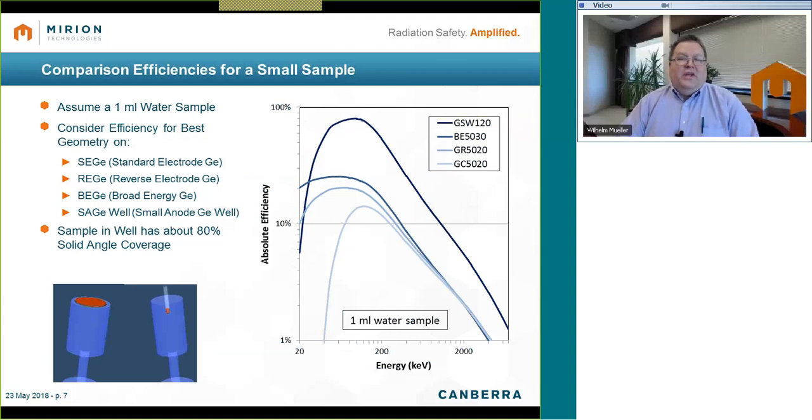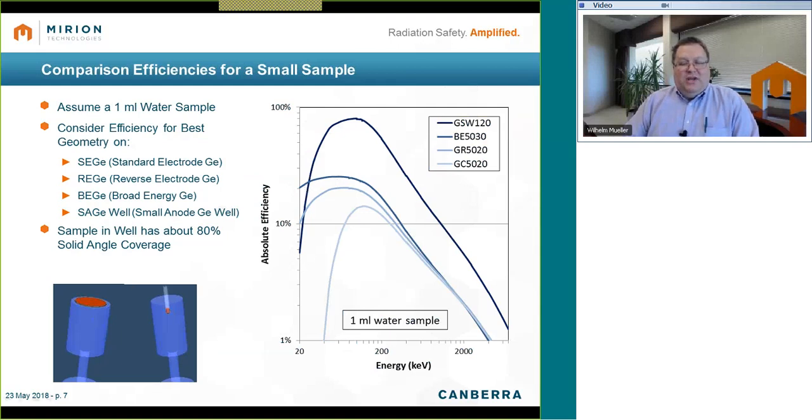So let's start by considering the example of having a small sample of material. In this case, let's assume a 1 milliliter sample of water. And if you have a traditional closed-end type of germanium detector, such as a SEGe detector, REGe detector, or a BEGe detector, the best way to maximize the efficiency for this type of system is by taking that sample and spreading it out in a very thin way, much like a filter paper.